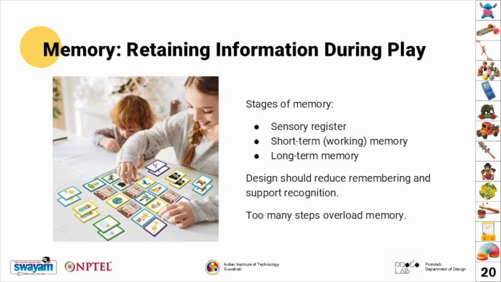If a visual or sound cue disappears too quickly, the child never processes it fully. Next is short-term or working memory. This is where the child holds rules while acting. Working memory capacity is limited. Only a few elements can be managed at once.